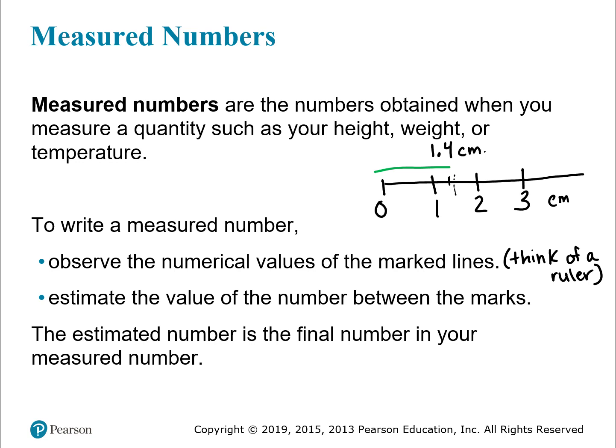So that's how you develop a measured number. You observe the numerical values in the marked line. So in this case, we saw the 1. And then we estimate the value between the marked lines. So there's nothing between that 1 and the 2. So you have to guess or estimate. The estimated number is the final number in your measurement. So in this case, we have the 1s and we estimated the 10th place. And that's our measurement.